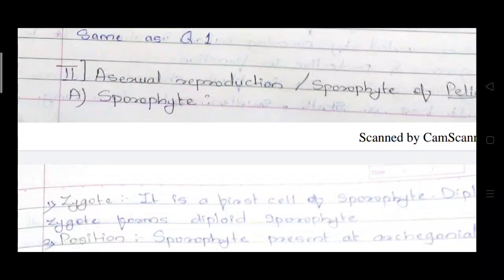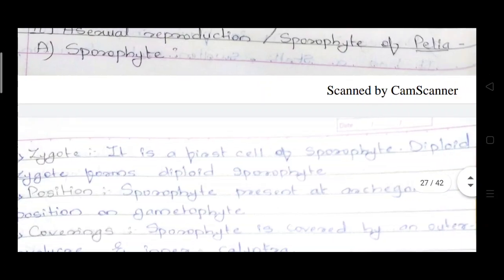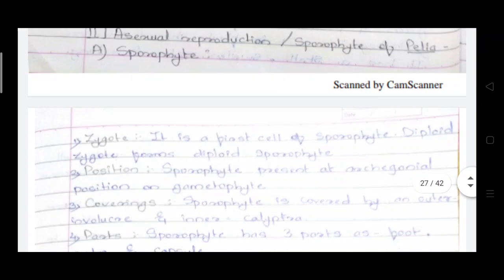Hello students. Today we discuss asexual reproduction in Riccia, or the sporophyte of Riccia. From which stage will the sporophytic generation start? After the formation of the zygote, the sporophytic generation starts. The zygote is the first cell of the sporophyte, and the diploid zygote forms the diploid sporophyte.